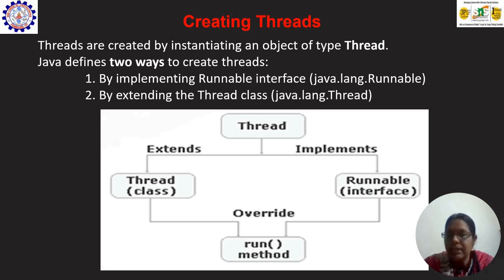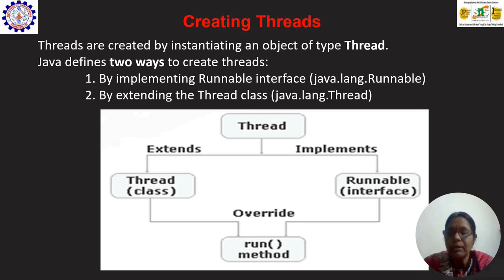This Thread class is available under java.lang.Thread. So a thread can be created using the Thread class or using a Runnable interface. If you are using the Thread class, then we will be using extends. And if you are going to create a thread using a Runnable interface, we will be using implements. These two ways of creating a new thread have to do with what is called method overriding on the run method in order to make the thread run.